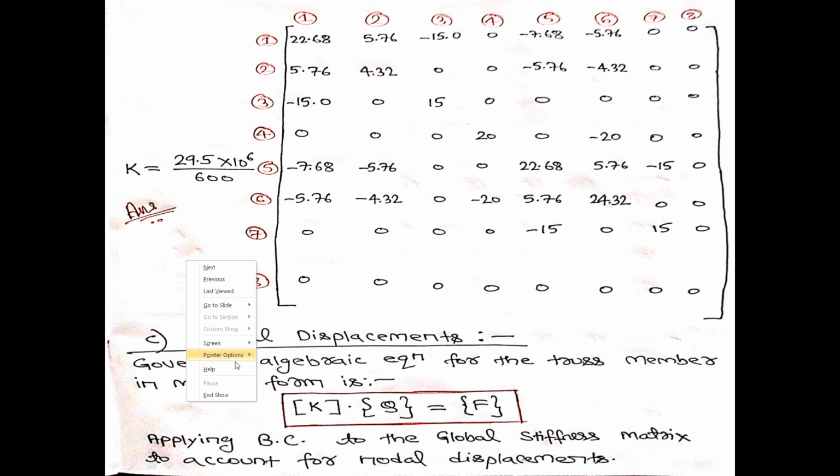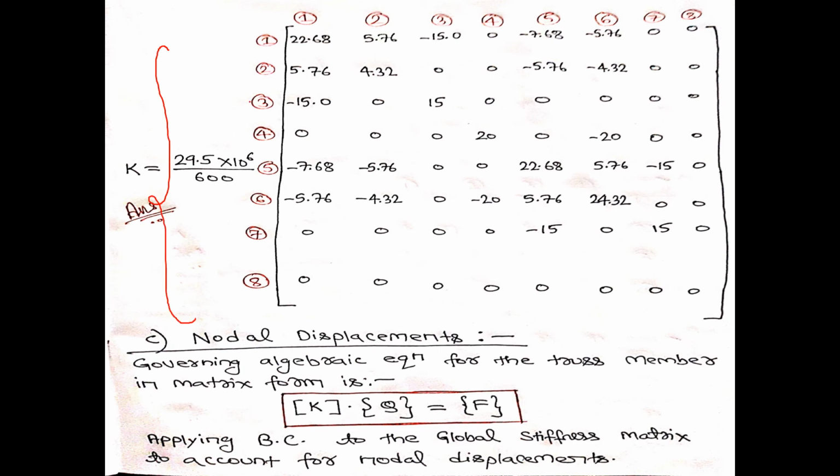Altogether there are 8 nodal displacements, so this q will be an 8 cross 1 matrix. That means q1, q2, q3, likewise till q8. This will be the value of q. And what is this force F? This is the global force vector for the entire truss member.